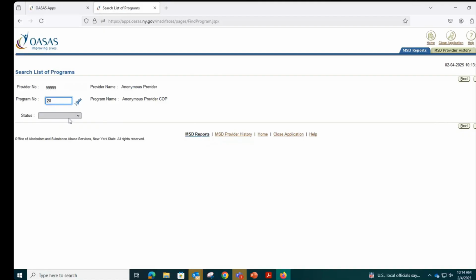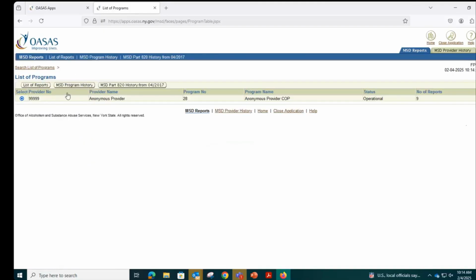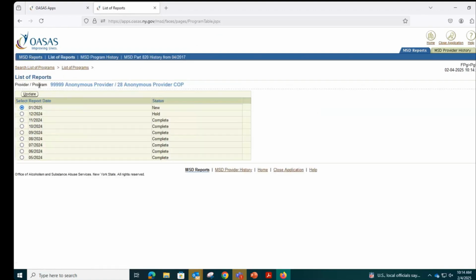You can put in your operational status. It is not required. So you can just leave this drop-down blank. But you can also select something if you would like to. Find will take me to this screen. Since I want to update the MSD, I will click List of Reports, and it will populate the entire list for this program, the whole history.